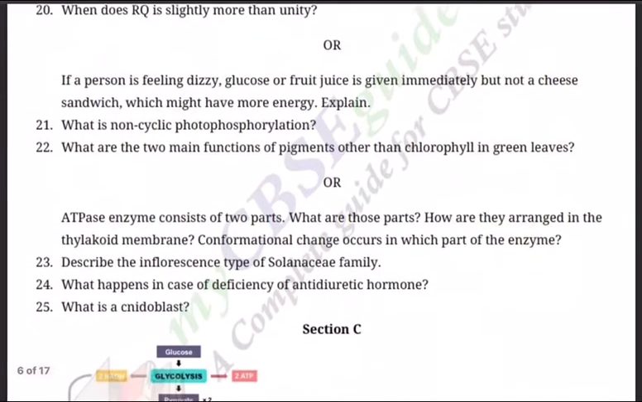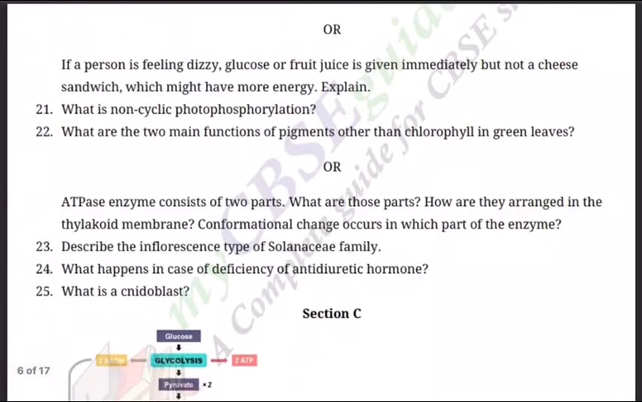Question 21. What is non-cyclic photophosphorylation? Question 22. What are the 2 main functions of pigments other than chlorophyll in green leaves? Or, ATPase enzyme consists of 2 parts. What are those parts? How are they arranged in the thylakoid membrane? Conformational change occurs in which part of the enzyme?